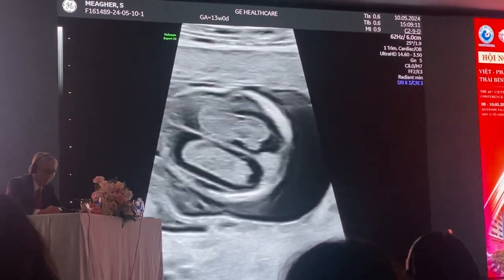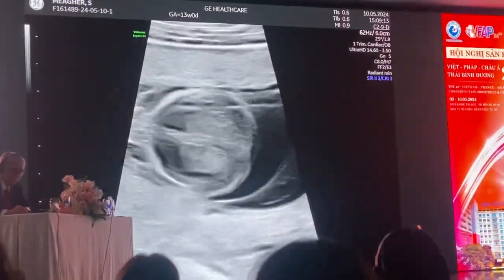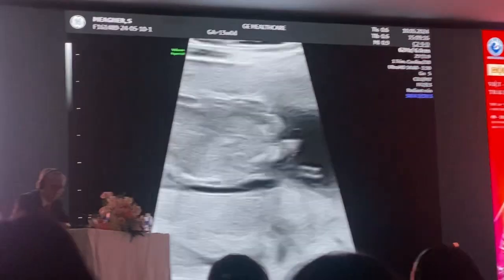For the ventricles of the baby's brain. So I'll show first of this probe.